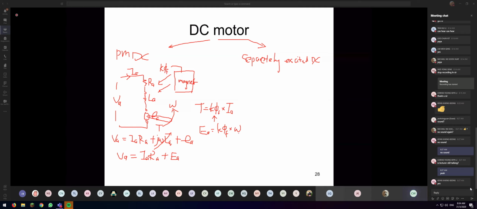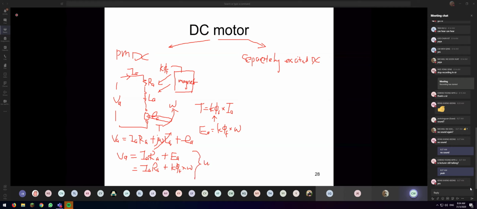Okay, so later on, when you substitute this formula into the formula, this will give you IA RA, then plus the field flux, and then multiply with the speed. So by this, we will be able to derive the formula for the speed.